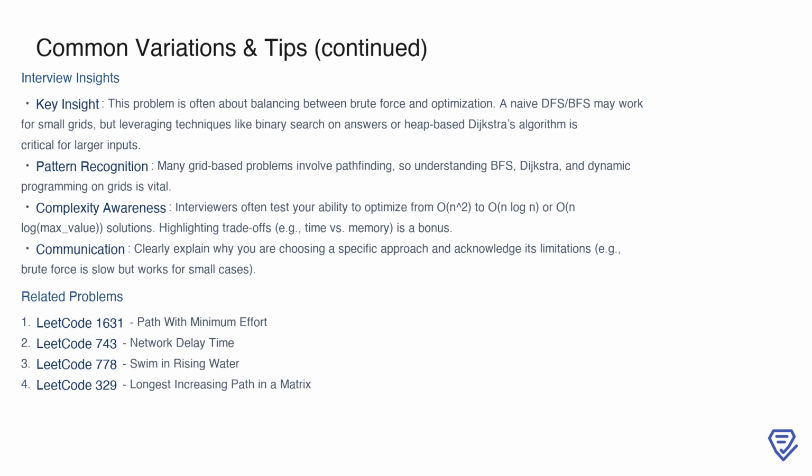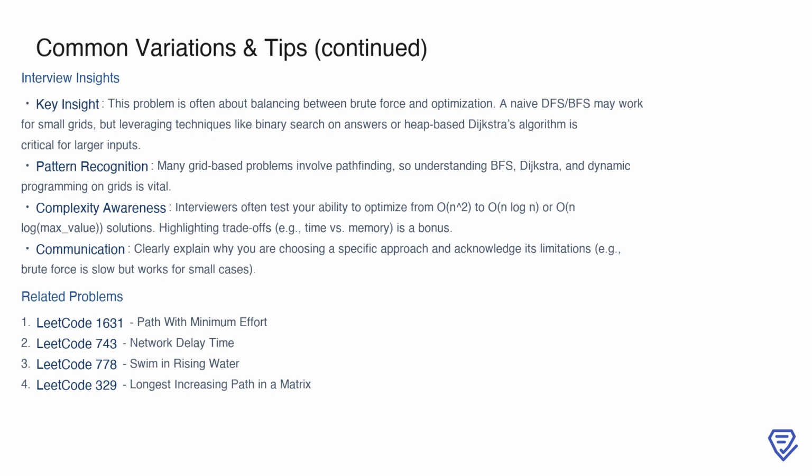Additionally, this problem falls into a common category of grid-based pathfinding problems. Mastering algorithms like BFS, Dijkstra, and dynamic programming on grids is essential for tackling similar challenges. Interviewers will also test your awareness of complexity trade-offs. For instance, can you optimize a brute force O(n squared) solution into something more efficient, like O(n log n) or O(n log max_value)? Highlighting these trade-offs, such as time versus memory usage, can set you apart.